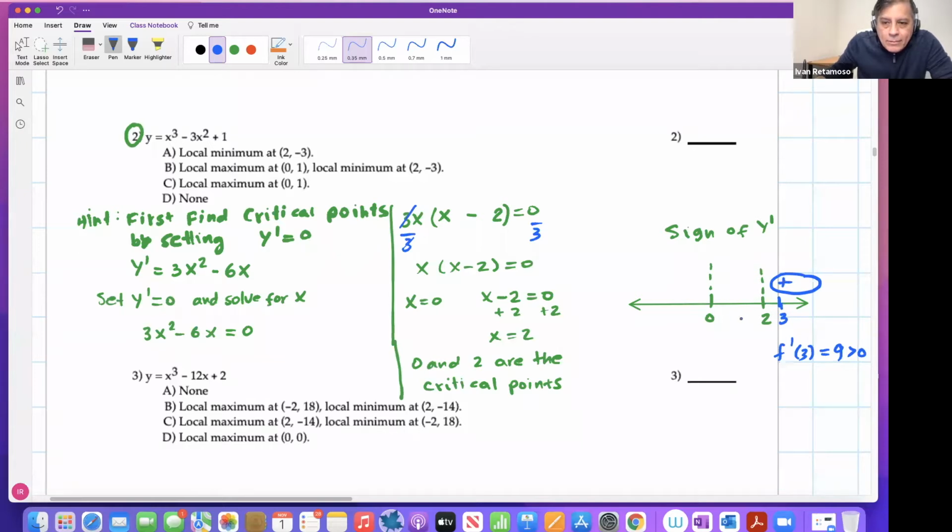Now, between 0 and 2, let's choose another test point. Out of convenience, I'm going to choose 1 as my test point. Now I have to evaluate my test point in the derivative. Let's do it in our minds. 1 squared, 1 times 3, 3. 6 times 1, 6. So 3 minus 6, minus 3. So negative. So this one is negative. Someone wrote something in the chat. Negative 3, yes, excellent.